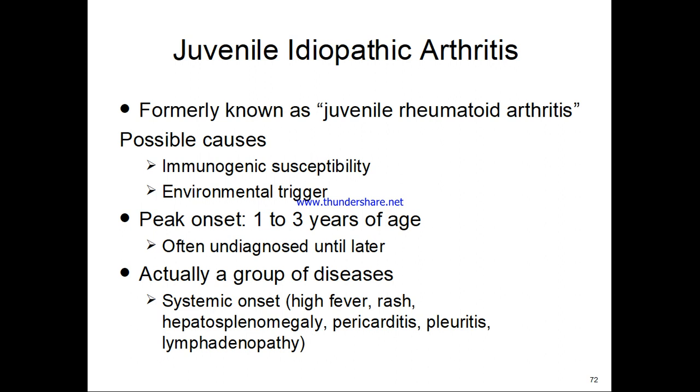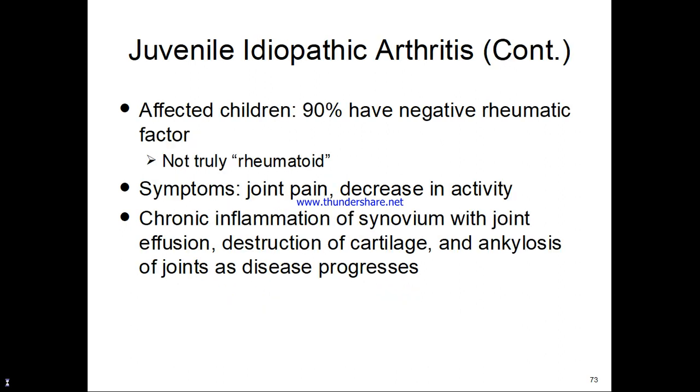those mechanisms yet. The peak onset is 1 to 3 years of age, but it's not uncommon for this to not be diagnosed until later, and then to retrospectively look back and say, oh yes, this actually did start back in the toddler years. So it's actually a group of diseases, and at the time of onset, there's often all these different things going on at the same time as well. High fever, rash, enlarged spleen and liver, could be pericarditis, pleuritis, which is inflammation of the friction lung tissues, and large lymph nodes.